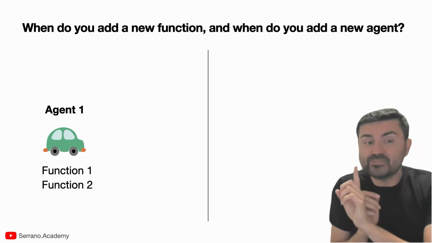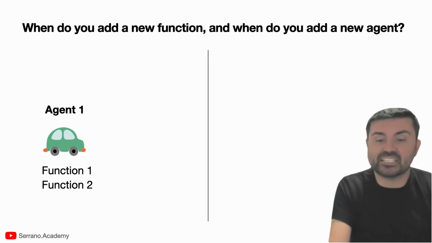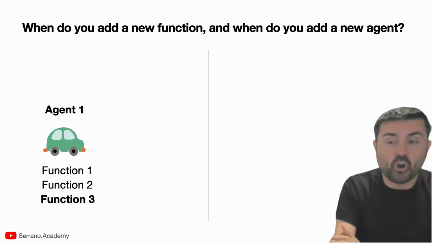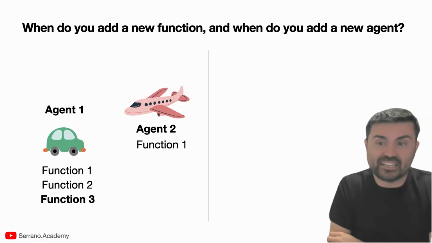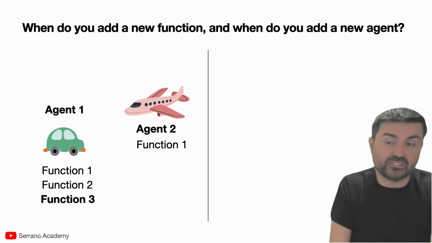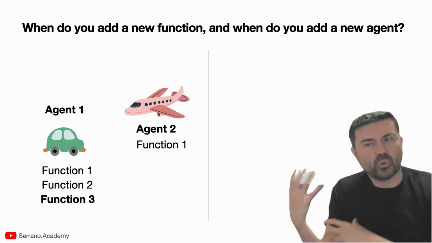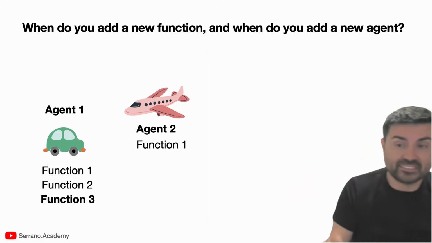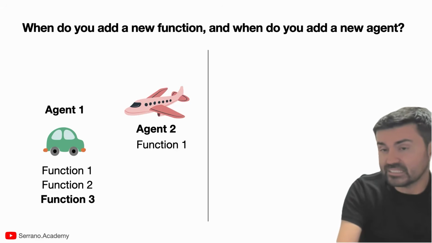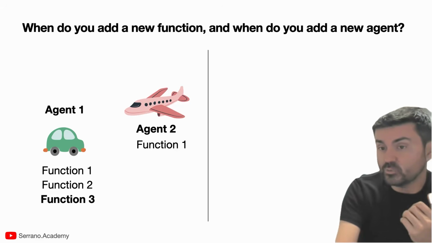Do I need to give it to an existing agent as an extra function, or should I create a new agent and give that agent a new function? Well, ideally, you don't want that many agents, but you also don't want to overload an agent with functions. So how do you make this decision? Well, this decision is exactly the same decision you would take if you have humans in your team.